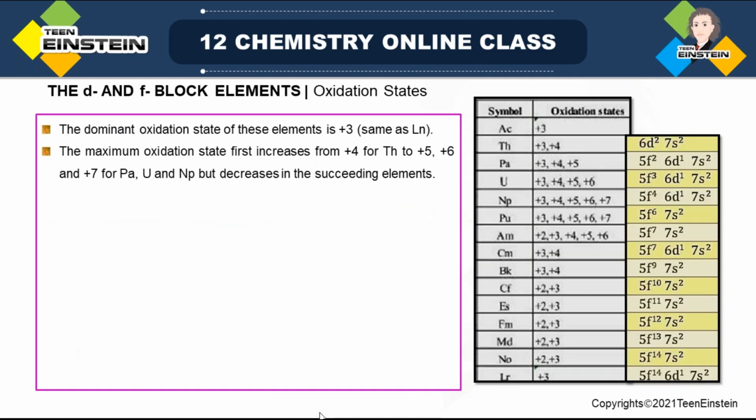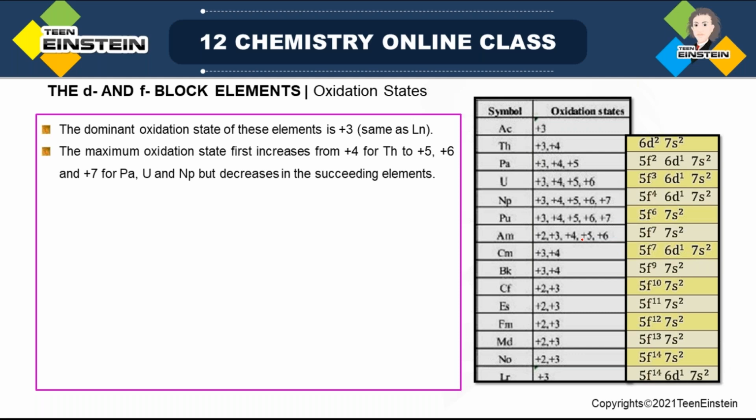Now the oxidation state is very, very important to understand, because if you are clear about the oxidation state, then you can easily understand the other properties, because the other properties are controlled by the oxidation state. In the case of lanthanides, we have seen +3 is the common oxidation state, and there are also two more oxidation states observed, one is +2, another one is +4.